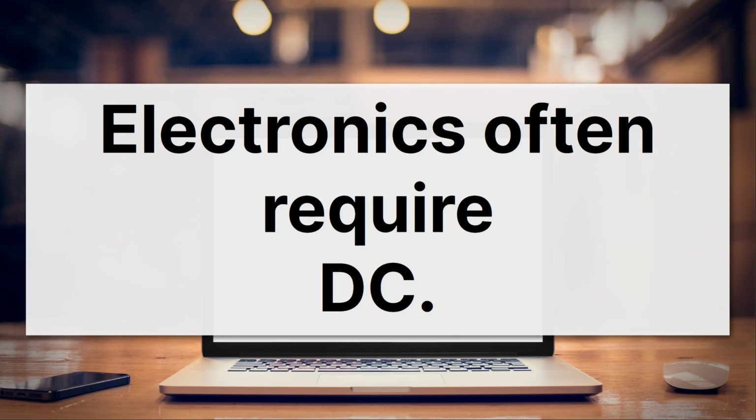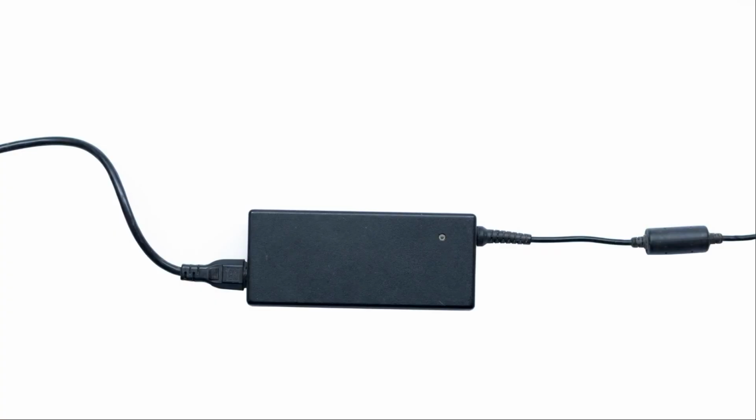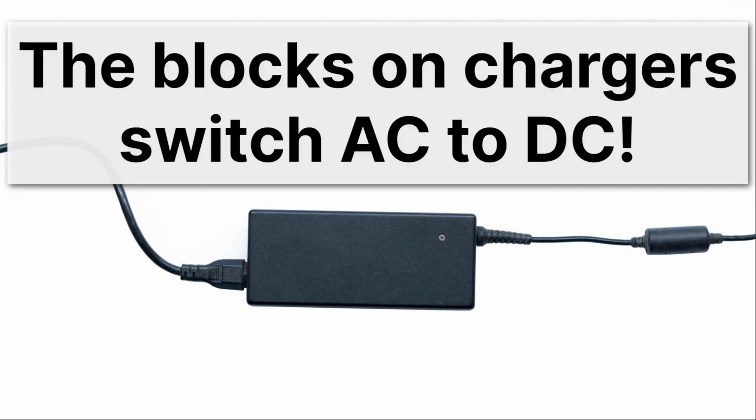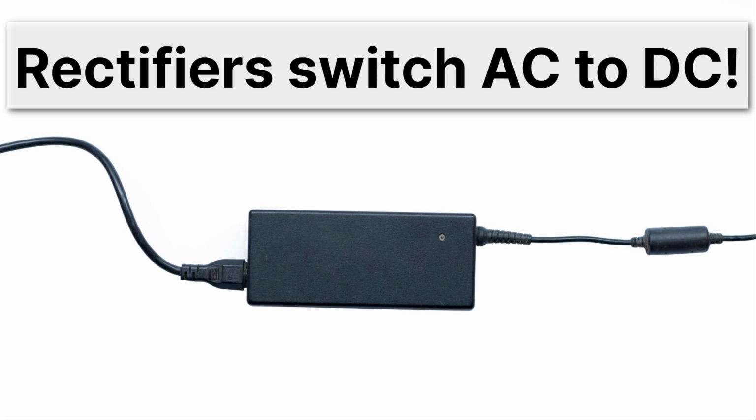Now, how do we get the AC in our walls to become DC for our electronics? We use these bad boys. You've probably seen them hanging off of your laptop charger. And the blocks on these chargers switch AC to DC. These blocks show up in all different shapes and sizes on your cell phone chargers, etc. And they have a fancy name. They're called rectifiers, and they switch AC to DC.